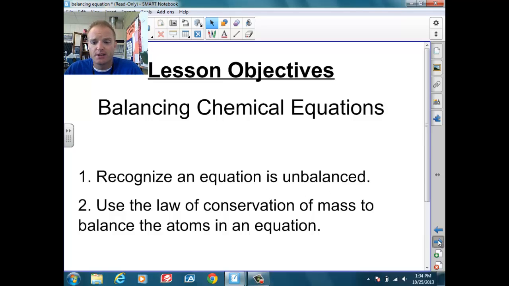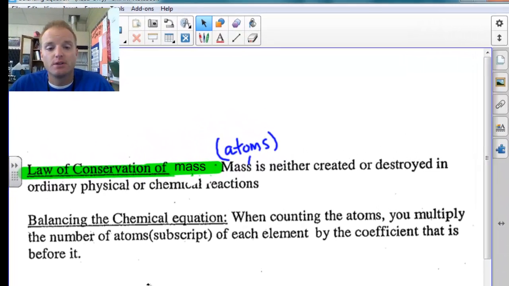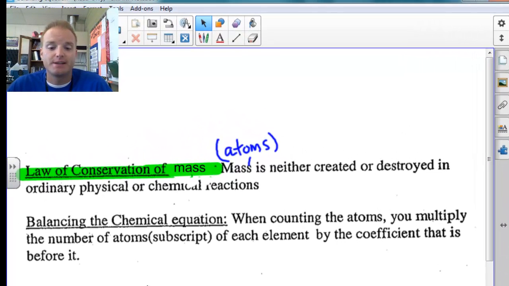So there's two things we need to think about before we start balancing equations. The first one is the law of conservation of mass. What the law of conservation of mass says is mass is neither created or destroyed in ordinary physical or chemical reactions. And when we mean mass, in this case we mean atoms. We can't destroy atoms. They can't disappear after a reaction, or all of a sudden we have more than we had before. There has to be the same number of atoms on either side, the reactant side and the product side. So either side of the arrow has to have the same number of atoms for each element.